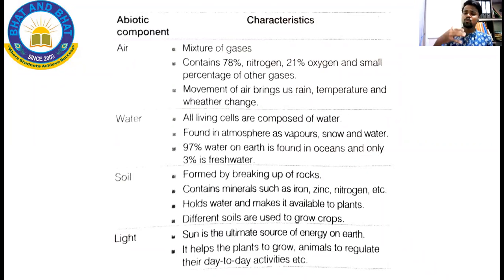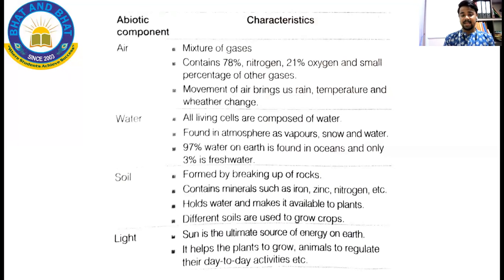It contains so many minerals, such as iron, zinc, nitrogen, etc. It holds water and makes it available to plants. Clear now? The soil has the capacity to hold water and makes it available for the plant, because plants need water for survival. Different soils are used to grow crops. There are different soils: red soil, loamy soil, clay soil. So there are many kinds of soil for a specific crop type.